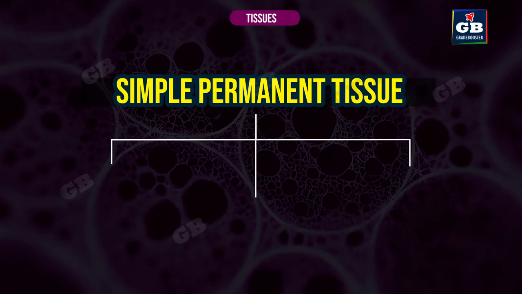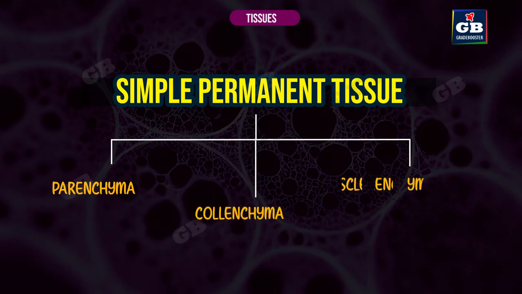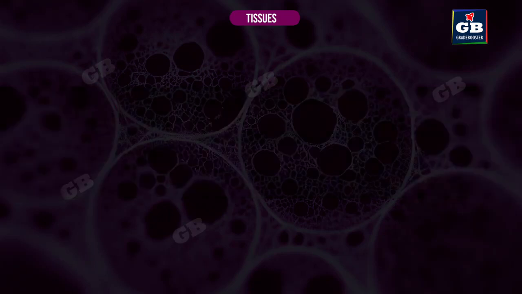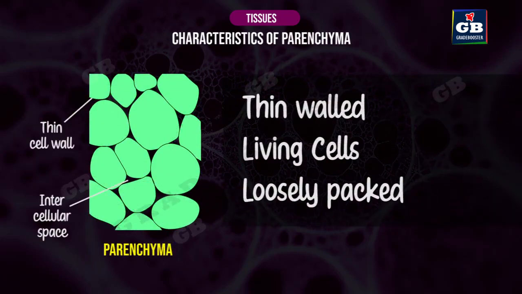Simple permanent tissue is of three types. 1. Parenchyma, 2. Collenchyma, 3. Sclerenchyma. First, let us learn about parenchyma. Characteristics of parenchyma tissue. The cells of parenchyma tissue are thin-walled. They are living cells. They are loosely packed and thus there are large spaces between the cells of this tissue.